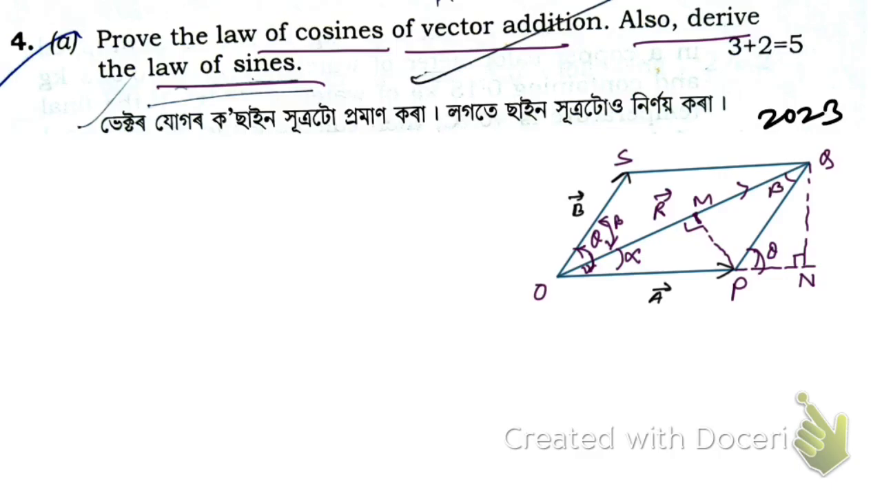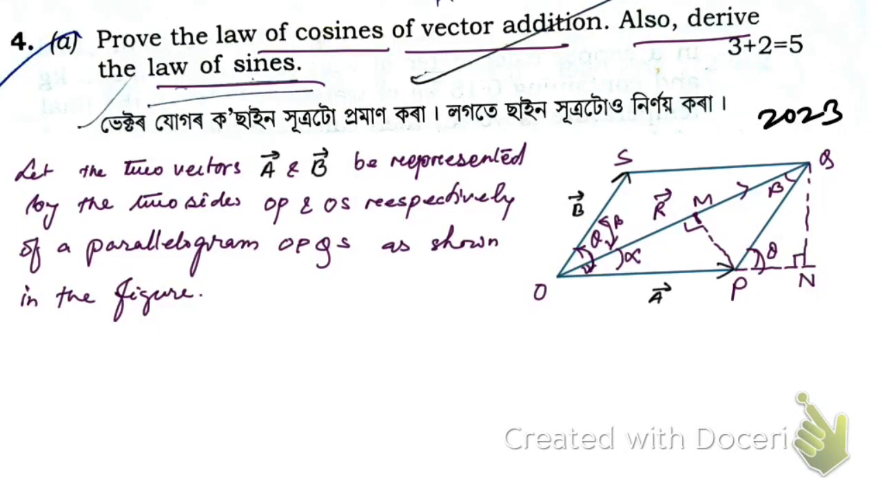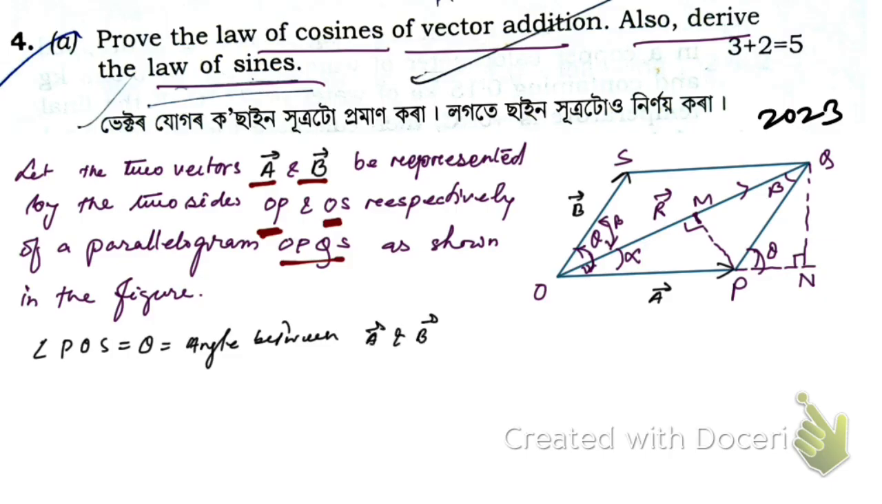Now let me write what I have considered here. So here I have considered these two vectors A and B are represented by these two sides respectively, OP and OS. Okay, as shown in the figure of this parallelogram OPQS, right? So here angle POS, which is equal to theta, is the angle between the two vectors, vector A and vector B, right?